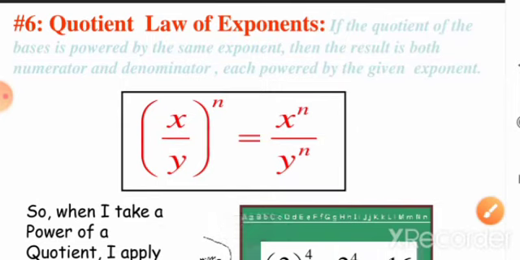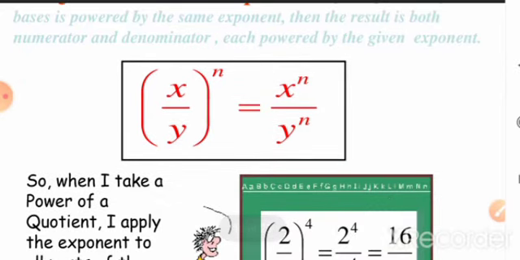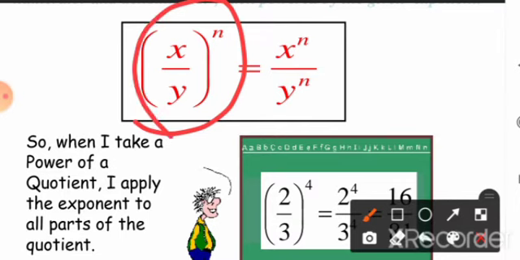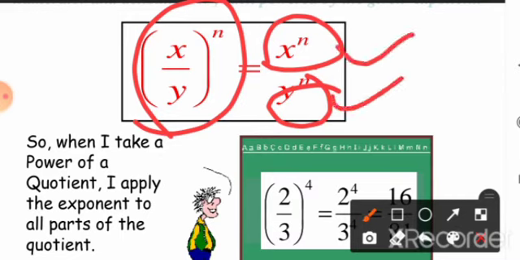Quotient law of exponent. The quotient of the bases raised to the same exponent: the result is both numerator and denominator each powered by the given exponent. It means a similar process to the previous laws. So it's (x/y) whole power n. So you can write now x power n separately and y power n separately. It means denominator and numerator both are written separately, x power n and y power n. So when I take a power of a quotient, I apply the exponent to all parts of the quotient.